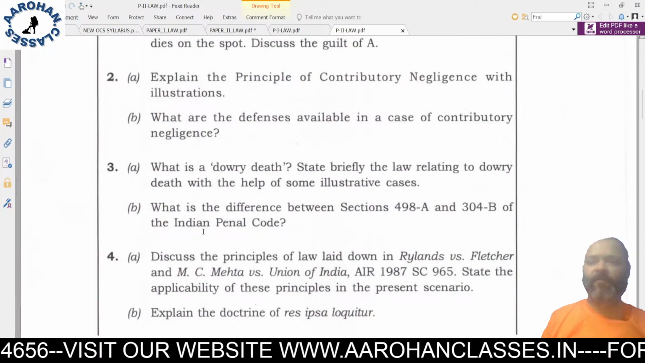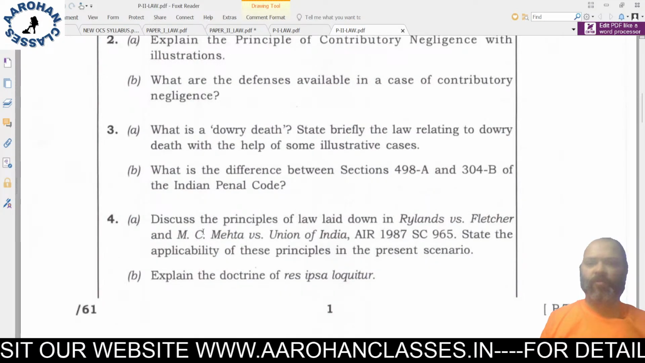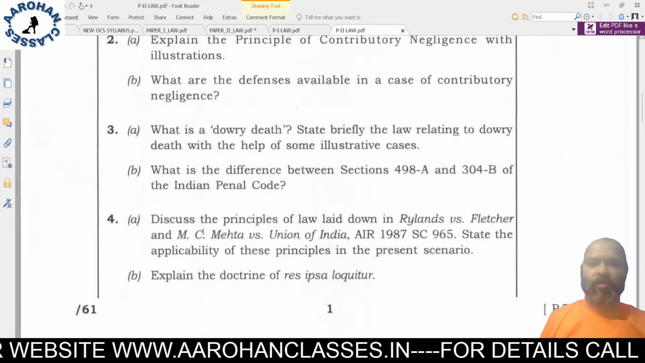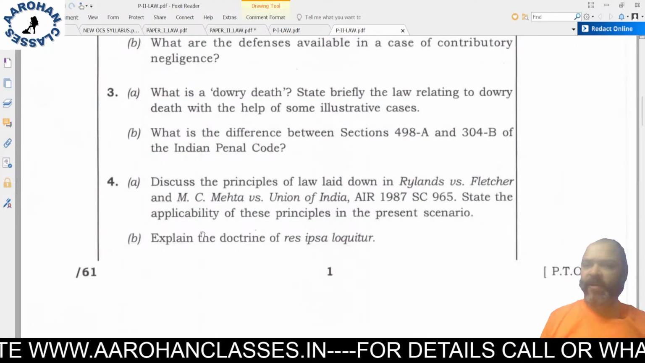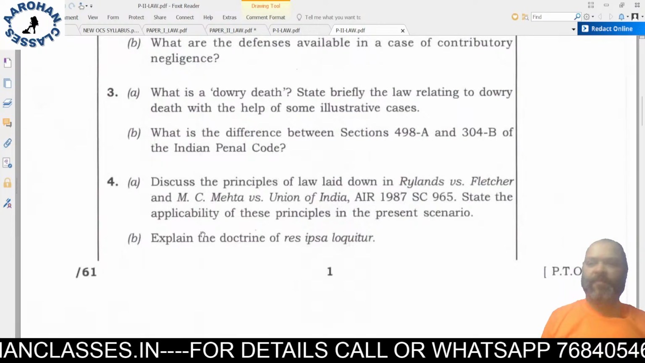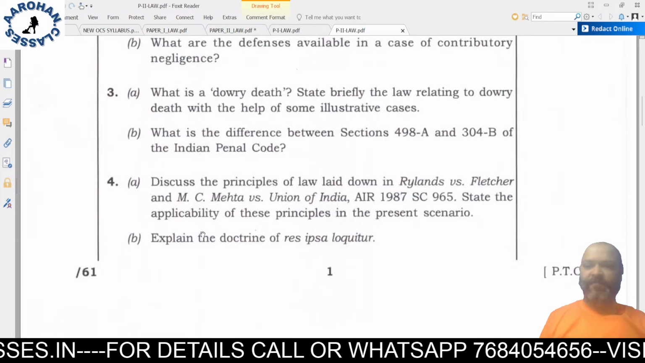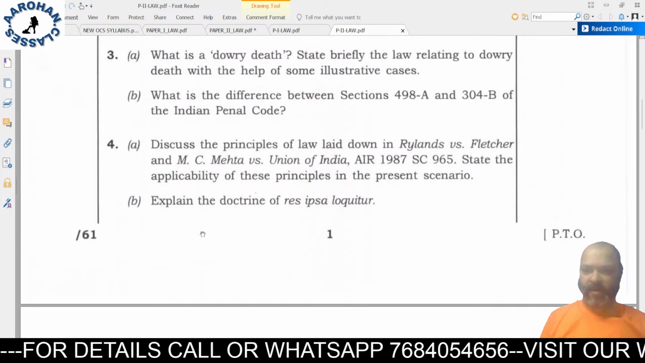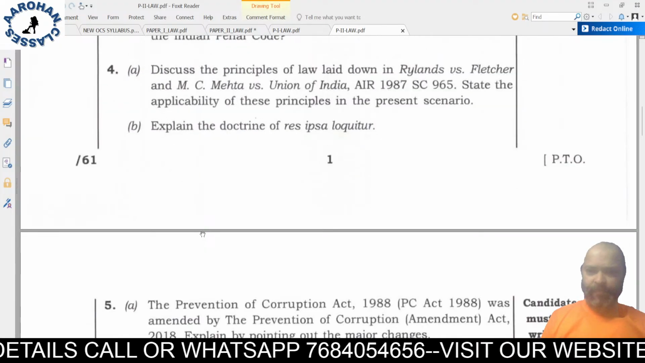Explain the principle of contributory negligence with illustration. What are the defenses available in case of contributory negligence? What is dowry death? State briefly the law relating to dowry death with the help of some illustrative cases. What is the difference between section 498 and 304B of the Indian Penal Code?